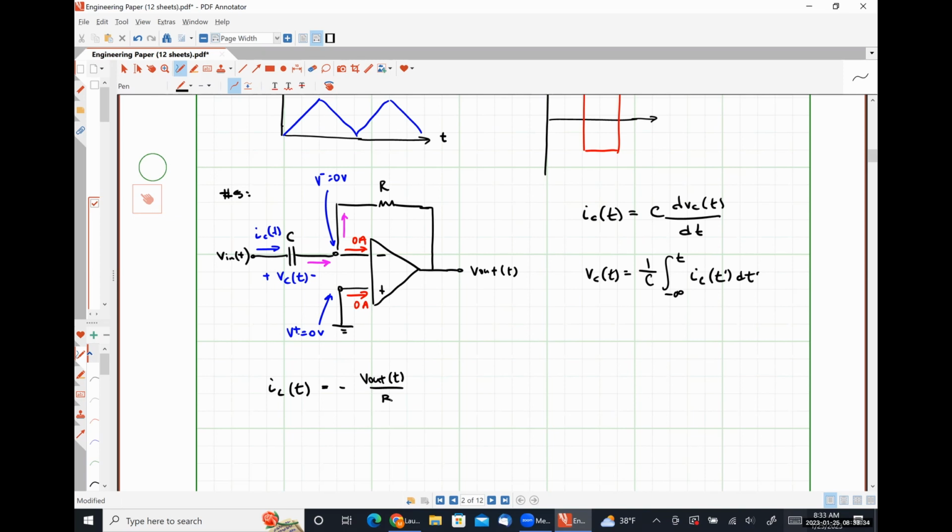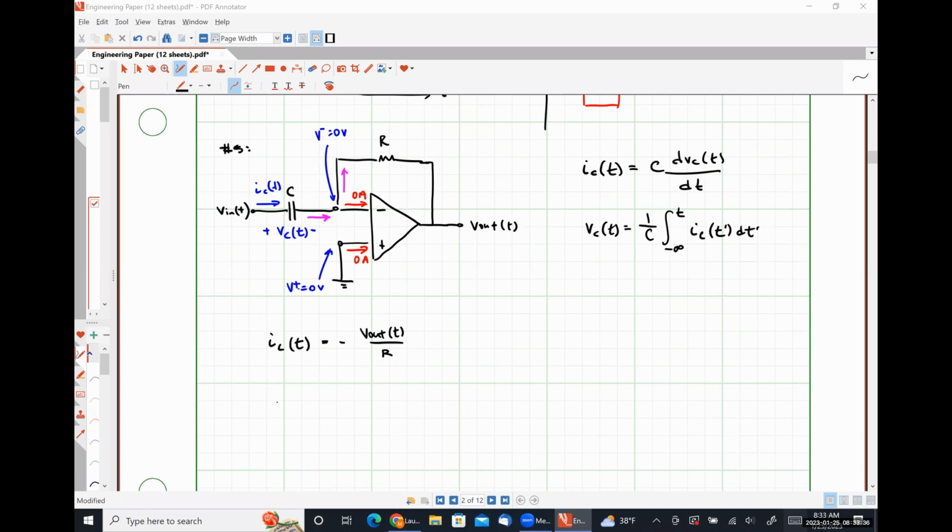Well, IC is C dVC by dt. So this will be negative V out over R. So my goal here is to relate my input voltage to my output voltage. So how does my input voltage relate to my capacitor voltage in this case?